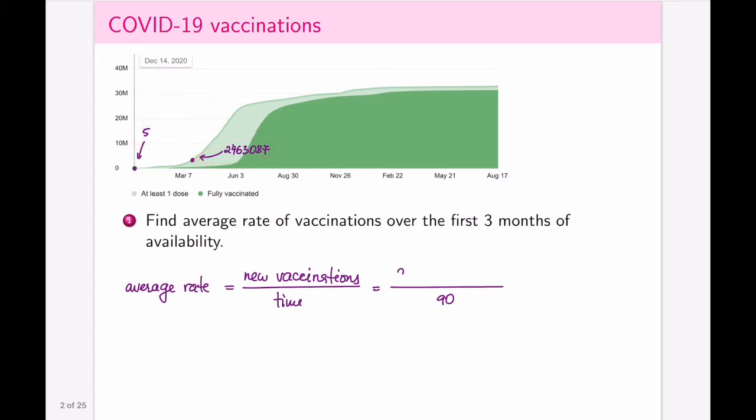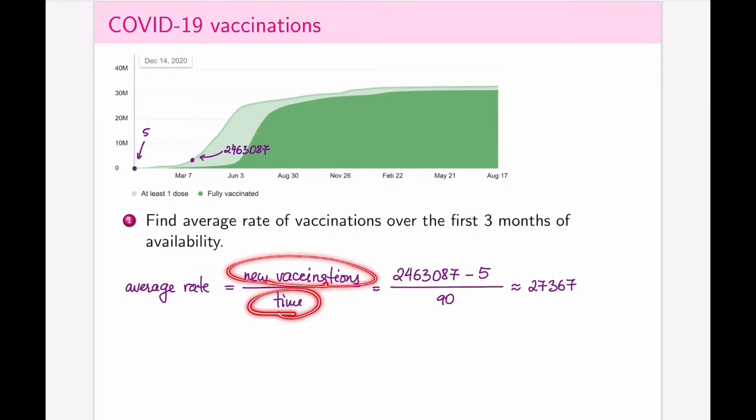So now, again, I'm going to take this number, subtract the 5 people that got vaccinated on December 15th, so that I actually have the number of new vaccinations. And then I am going to divide everything by 90 as the number of days that passed. I'm going to round to the nearest human. And so overall, it's going to be 27,367. Now let's think about units.